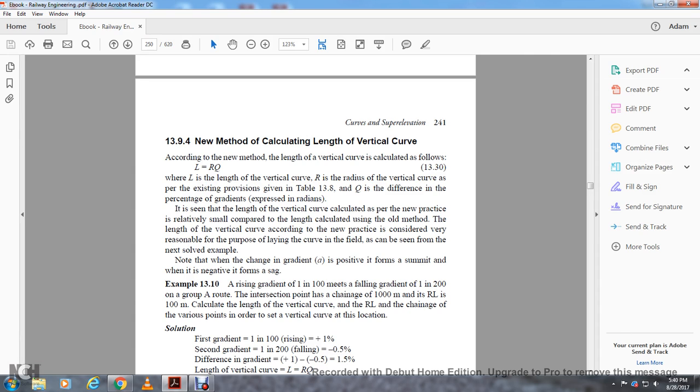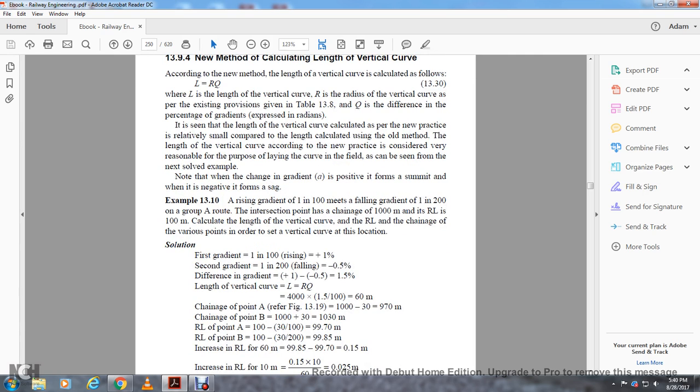Now, when the change of gradient is positive it forms a summit, and when it is negative it forms a sag. A rising gradient of 1 in 100 meets a falling gradient of 1 in 200 on a group A route. The chainage of the intersection point is 1,000 meters and its RL is 100 meters. Calculate the length of the vertical curve and the RLs and chainages of various points in order to set out the vertical curve at location.